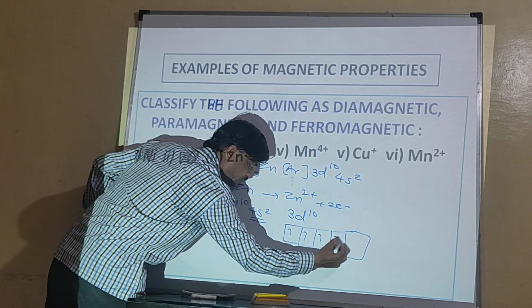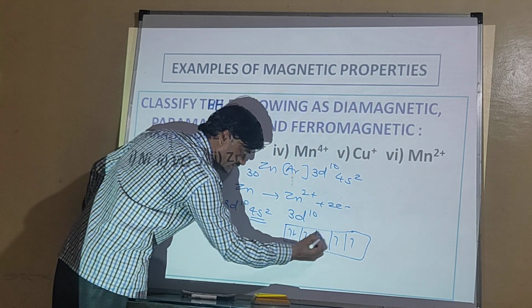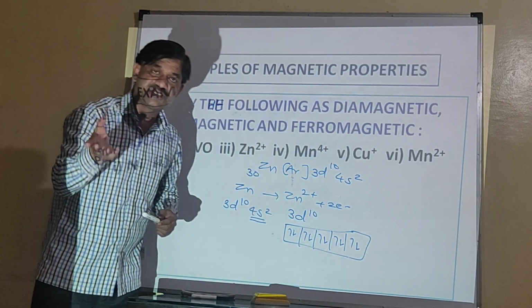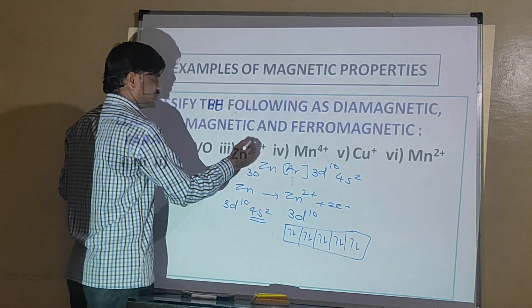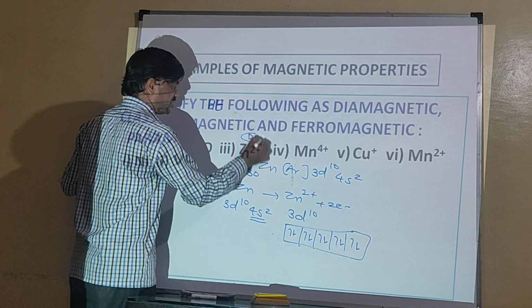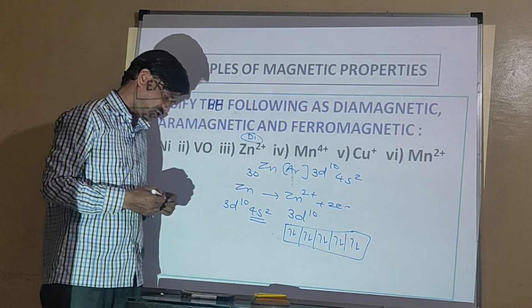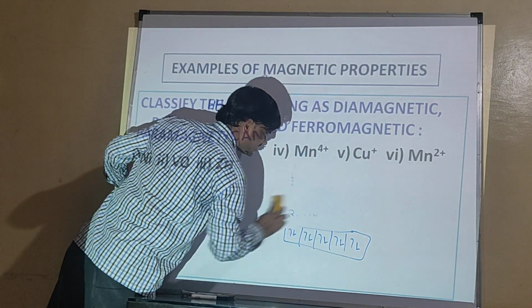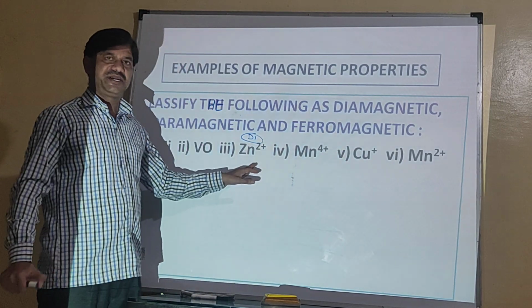1, 2, 3, 4, 5. As per Hund's rule, all orbitals are singly filled. Then the remaining undergo pairing. So there is no unpaired electron. All are paired electrons. So it is found to be what type of species? Diamagnetic species. Absence of unpaired electrons. So in case of the next example, tell me what it indicates.